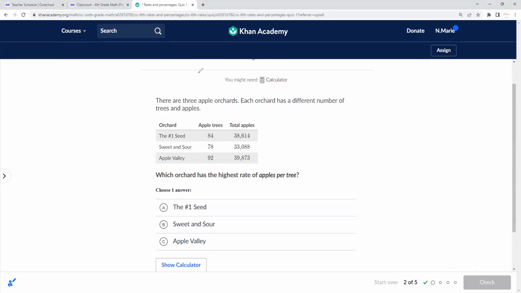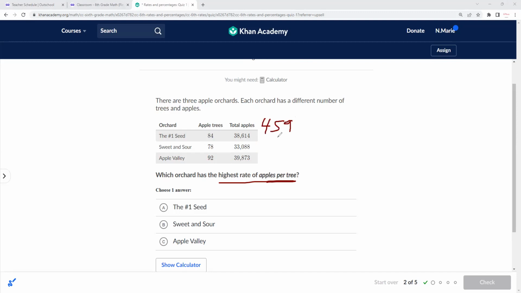There are 3 apple orchards. Each orchard has a different number of trees and apples. Which orchard has the highest rate of apples per tree? So if there are this many apples and 84 apple trees, you need to divide this number by these numbers to find how many apples per tree. So once again, I recommend using a calculator. For the first one, we would get about 459. I'm just going to round to the nearest whole number.